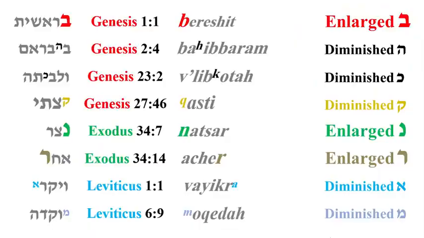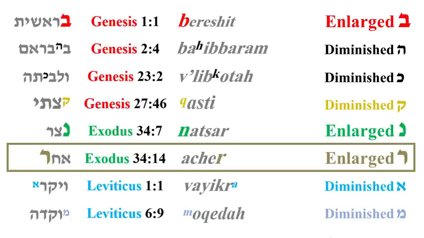We've talked about in past videos that some letters in the Torah are enlarged and some letters in the Torah are very small. And Resh is no exception. Here's a list of different enlarged or diminished letters. And we have in Exodus 34:14 an enlarged Resh.